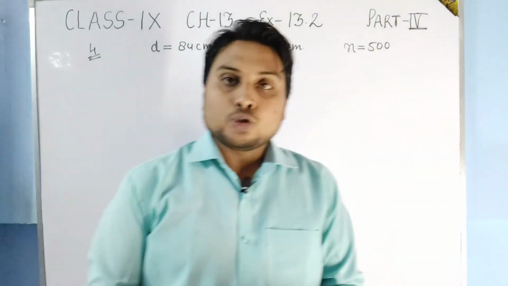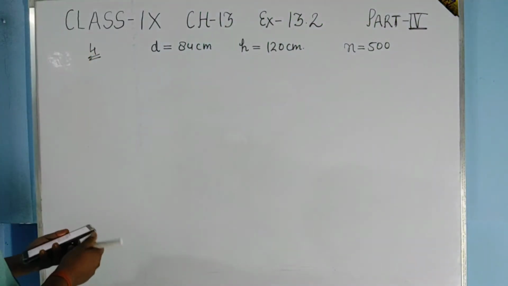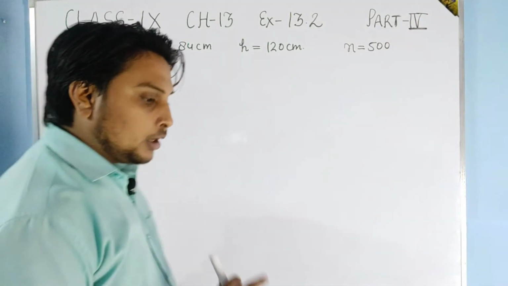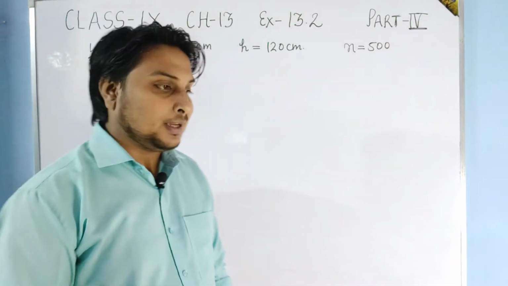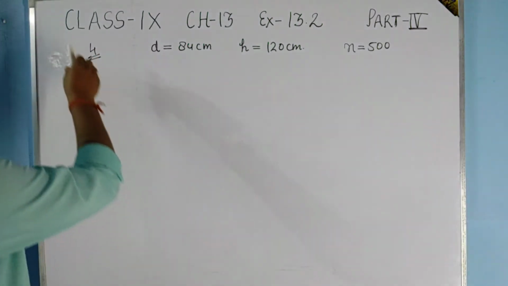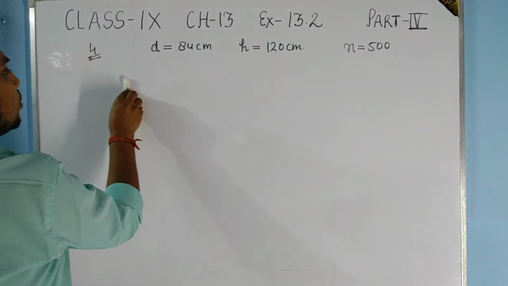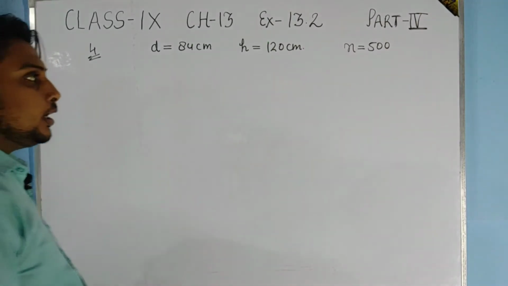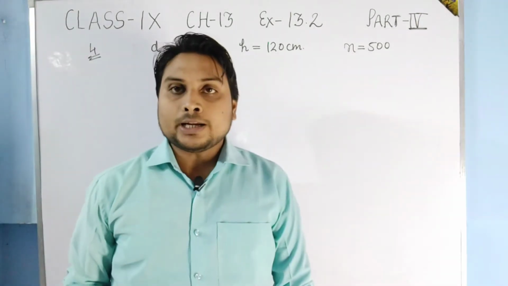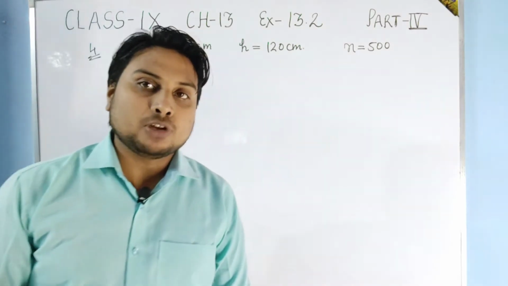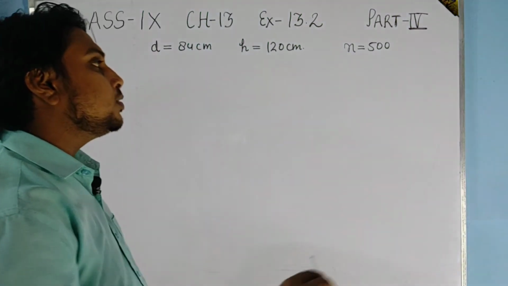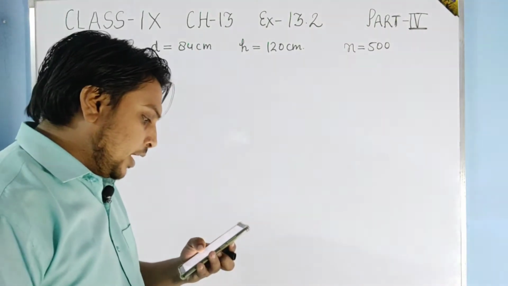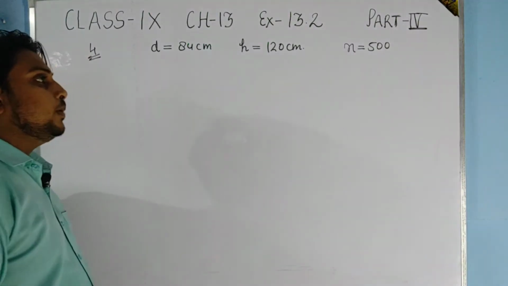So students, the question is, see, there is a roller and it has to move once over a playground. Okay, means each part of the playground it has to roll. Okay, it has to roll over each area of the playground. So it takes 500 complete revolutions to move once over a playground. So what we have to find? We have to find the area of the playground.